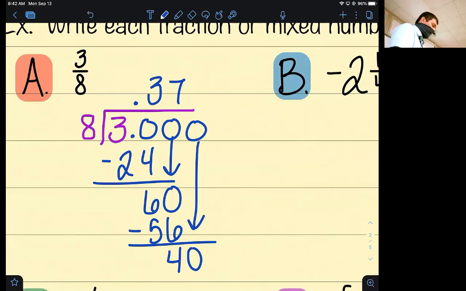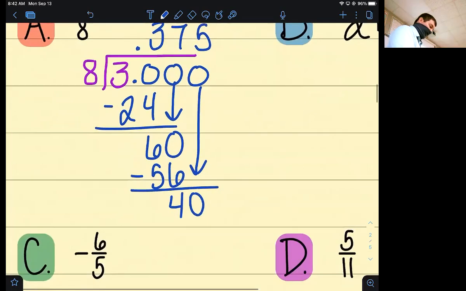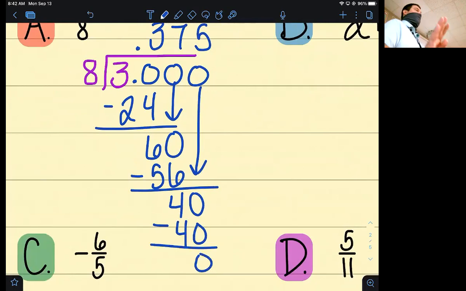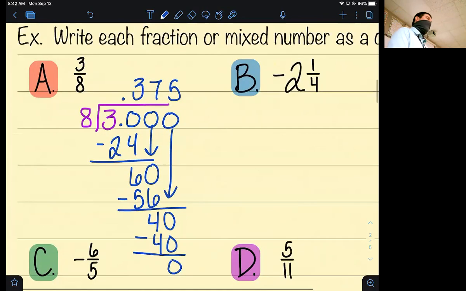Maddie Cheeseman, how many times does 8 go into 40? What is 8 times 5? It's exactly 40, so we're done. If you want to go ahead and continue it, you can put minus 40, 0, or you can just stop and say I'm done. Either way, we're going to get 0.375. Is there anything in front of the fraction?